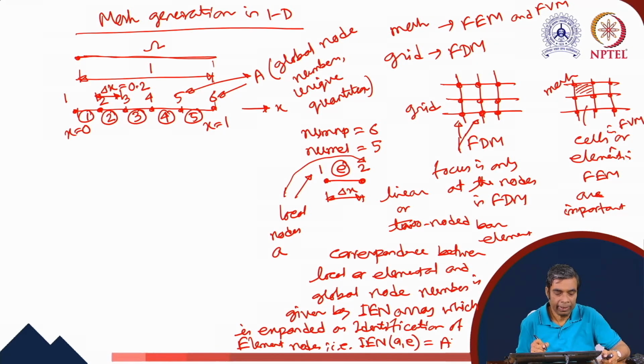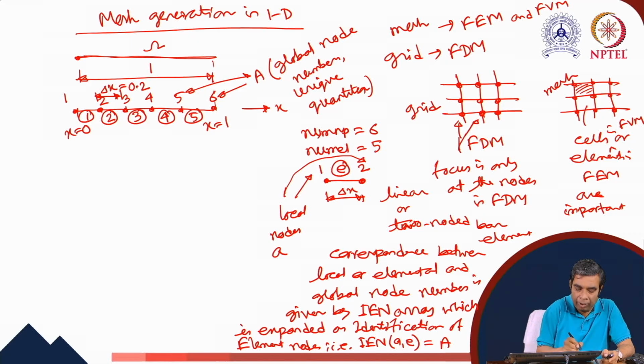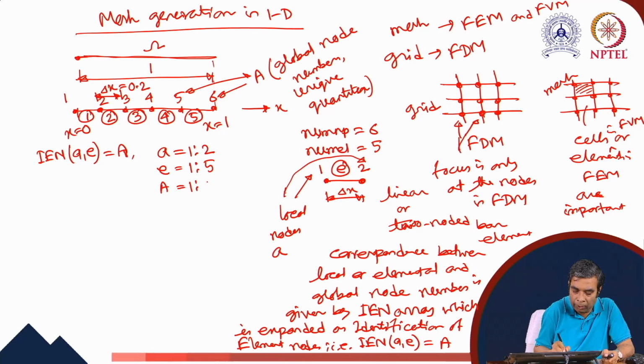Now let us construct the IEN array for this example. So IEN a e equals to capital A. This is the definition. Now for this case, our a varies from 1 to 2. Our nummel represented by small e varies from 1 to 5. And numnp is indicated by capital A and it varies from 1 to 6. Now this IEN array is represented in a tabular form.